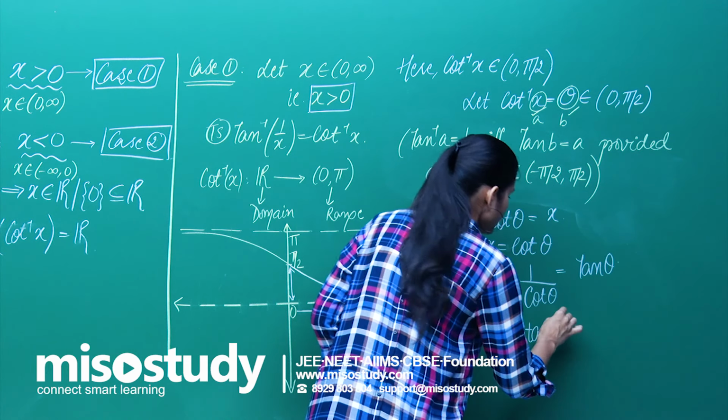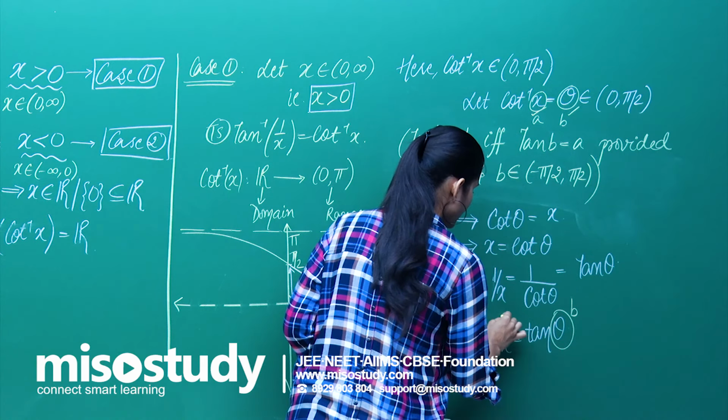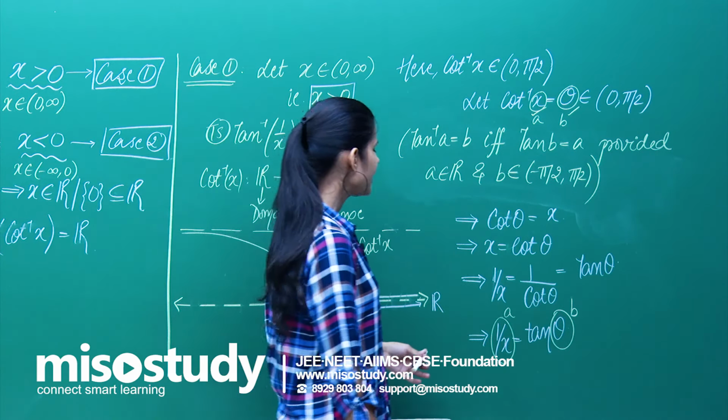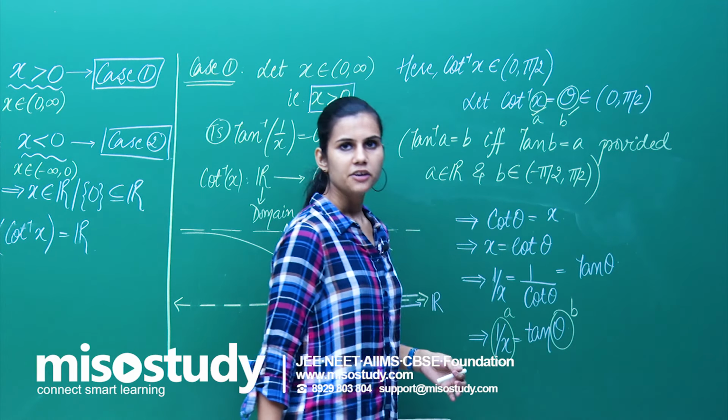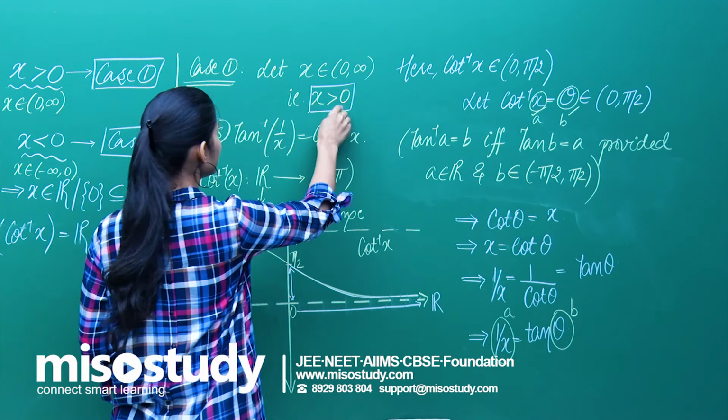Now if you see, if I take this as B and this as A, where is A coming from? You know that if x is a positive real, then 1 by x is also a positive real. For every positive x, 1 by x is also positive only. It cannot be 0, it cannot be negative, it is a positive real.